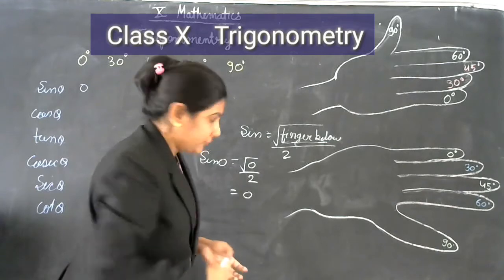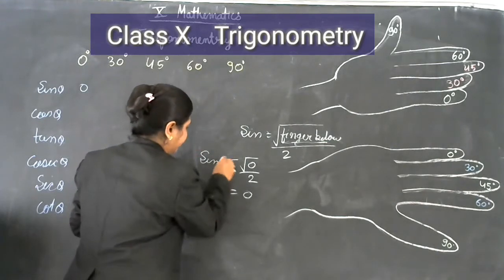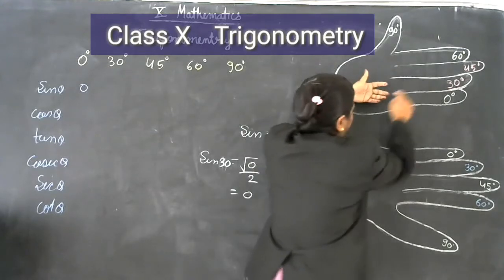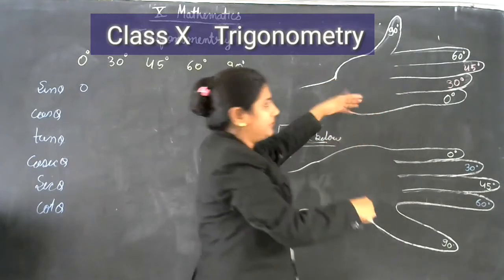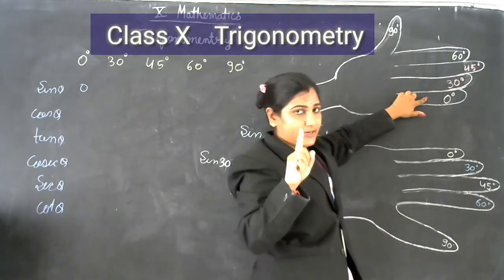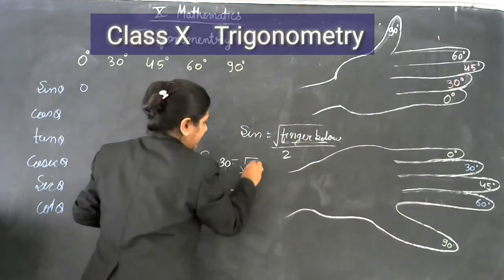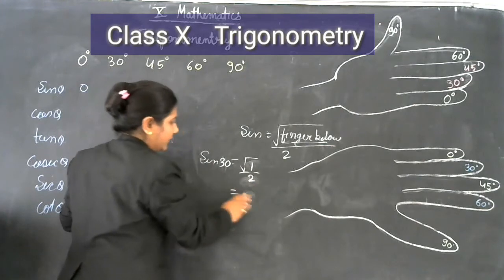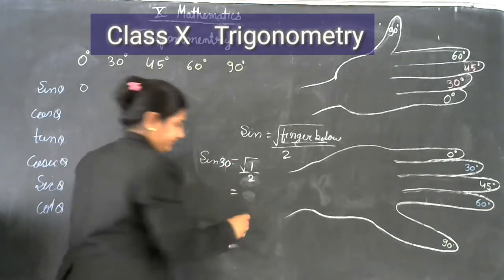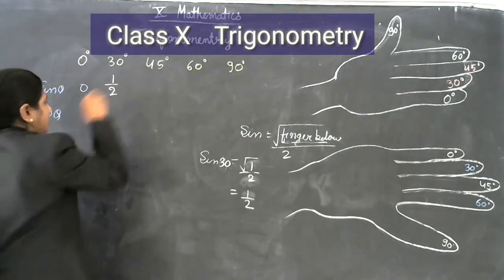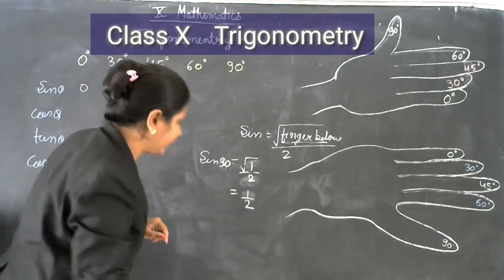Now for sin 30, it is on this finger. So how many fingers below this? Only 1. So the number of fingers below is 1, upon 2, and root 1 is 1. So it is 1 upon 2. So sin 30 equals 1 upon 2.